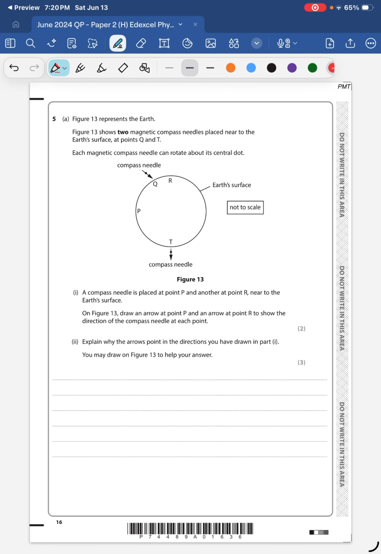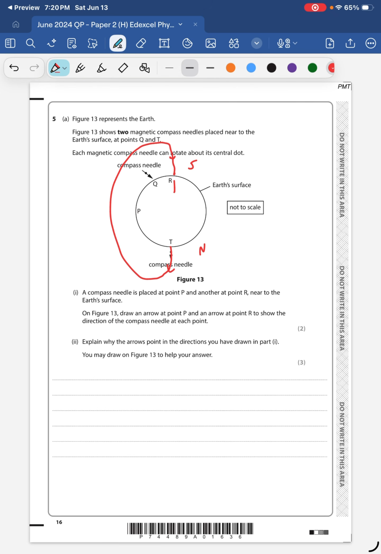So you can think about this as the compass needle points where the magnetic field points out of the page. Okay, so that's the magnetic north pole. Okay, and that's the magnetic south pole. So what I'm trying to say is that because at T the needle is perpendicular to the Earth's surface, that's the magnetic north. Okay, so the magnetic field goes into R pretty much.